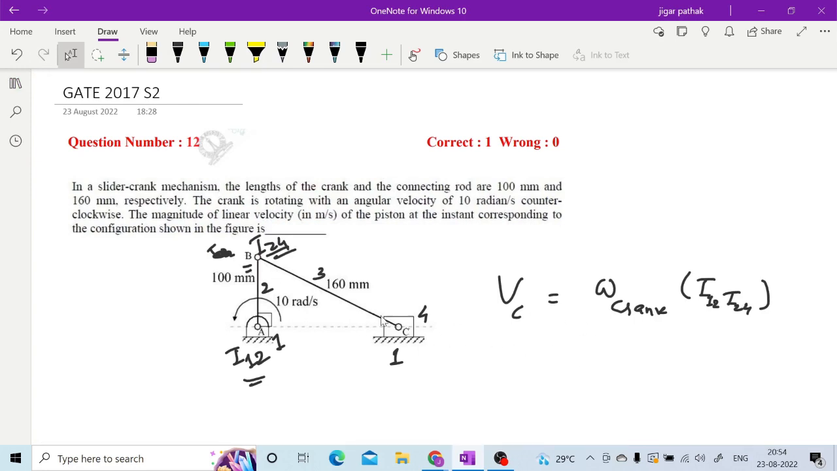Omega of crank is given, I12 I24 distance is given, so directly you can calculate Vc. What is your answer? 1 meter per second. Sir, this is 1.25 meter. 1 meter per second, no? Because omega of crank is 10 radian per second, and this distance is 100 mm, which means 0.1 meter, so 10 into 0.1 will give you 1 meter per second.